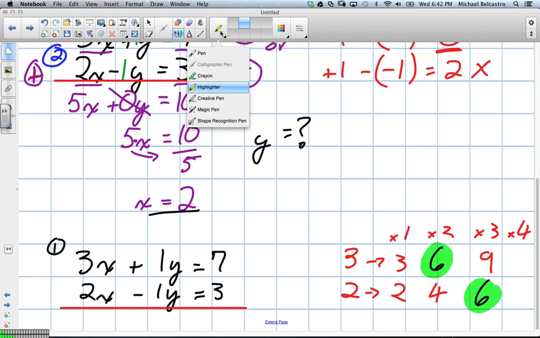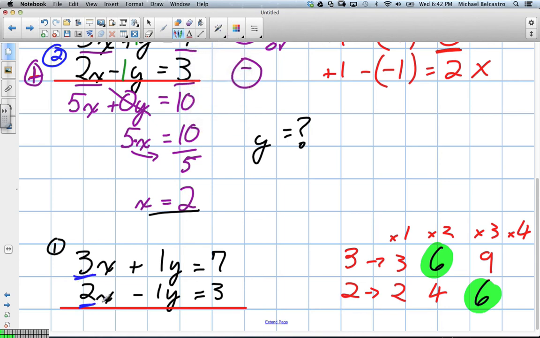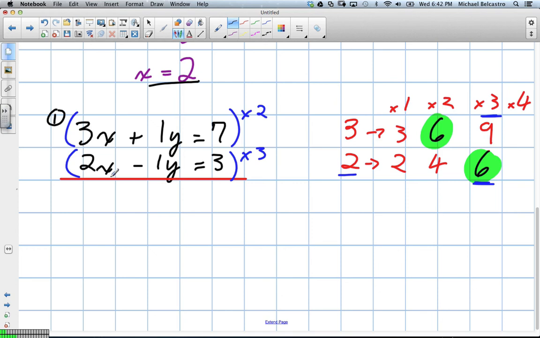So what that means is we need to turn both of them into the value of 6. In order to turn 3 into 6, we need to multiply by 2, which means that for this entire equation, we have to multiply everything in it by 2. To turn 2 into 6, we have to multiply by 3, so this entire equation, we have to multiply by 3. That way, our coefficients will be the same. Let's rewrite them again.